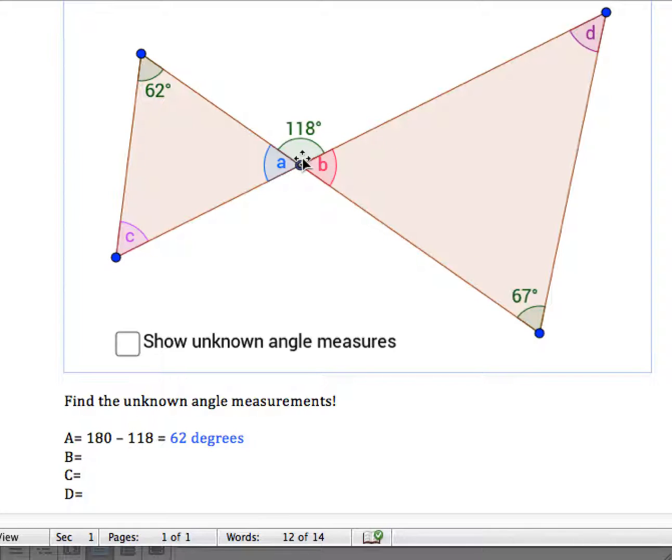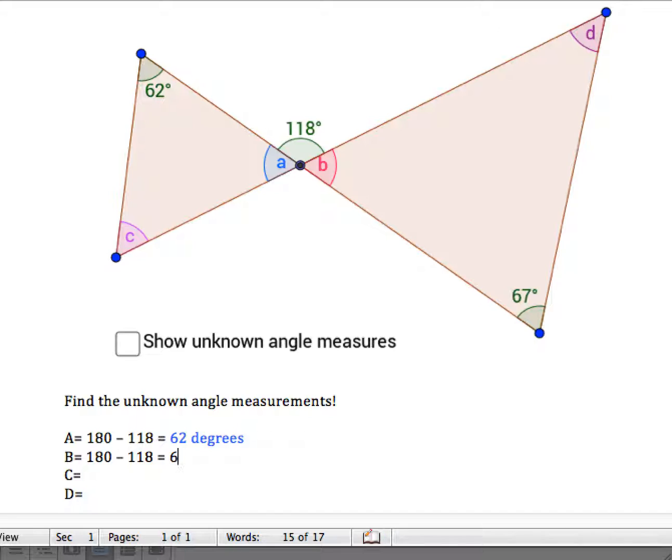Now B. B is on this line right here. As you can see, it runs this way. So if we're looking at B, 180 degrees is over here, and here's B. So these two would add to equal 180. So it's going to be the exact same thing. 180 minus 118 equals 62 degrees for B, because they both rest on this line also. You just turn your head and look at it as if it's just these two. So B is also 62 degrees.